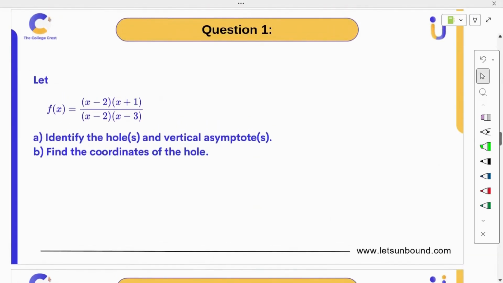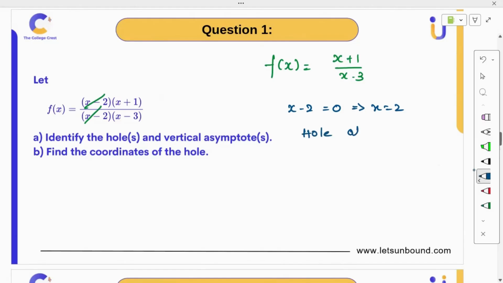Identify the hole and vertical asymptote. Find the coordinate of the hole. First you have to factorize, make it simpler. This will get cancelled. You got (x plus 1) by (x minus 3). The cancelled out factor is x minus 2 equals 0, which gives x is 2. This is a hole. So hole at x is equal to 2, we need the coordinate.